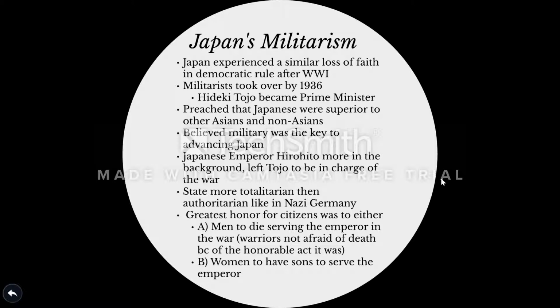Like, he took over the military. He was in charge of what was going on in day-to-day life. The emperor was a passive figure, but he still allowed these things to go on, so he was still charged with war crimes as well.